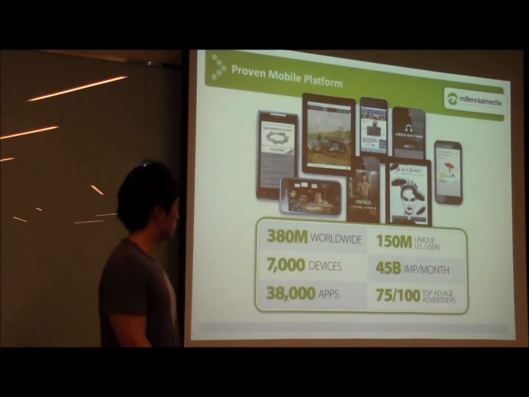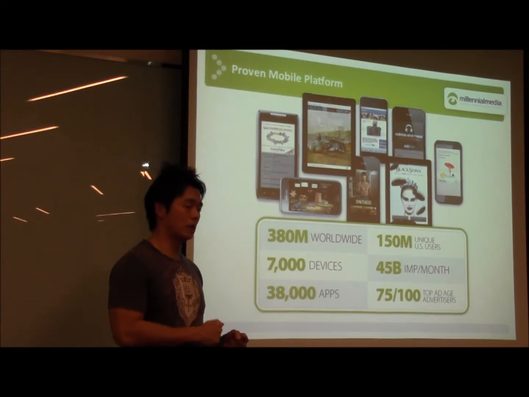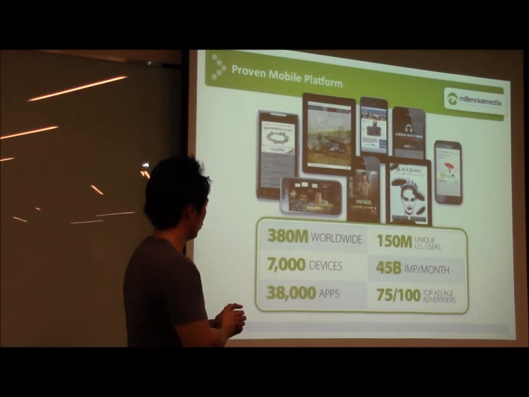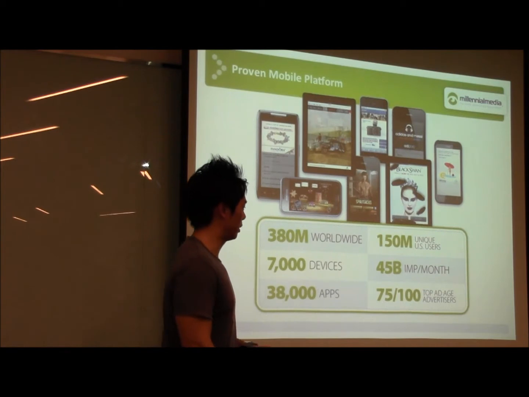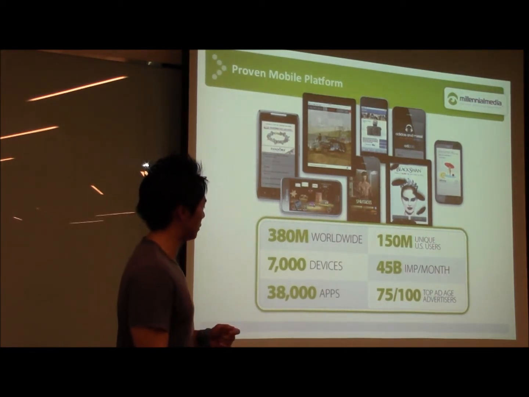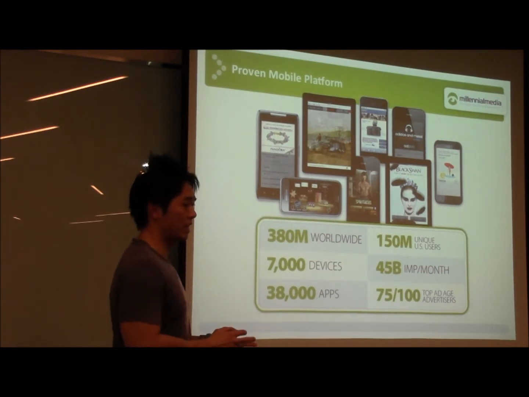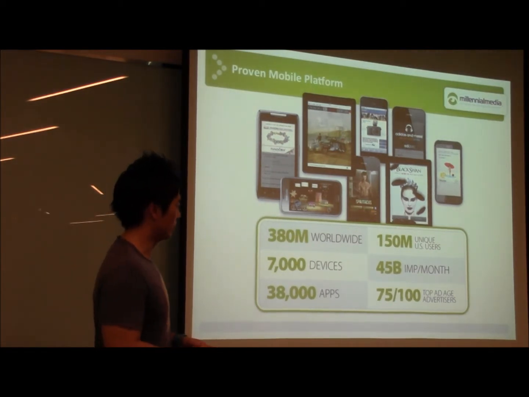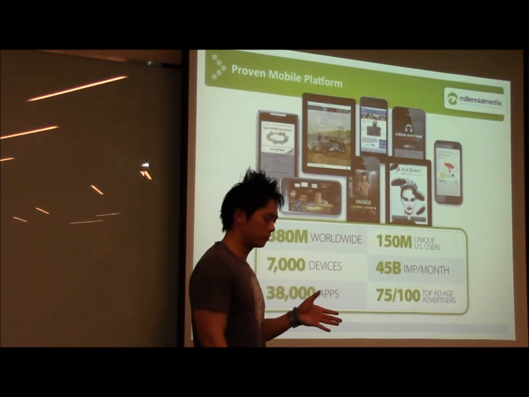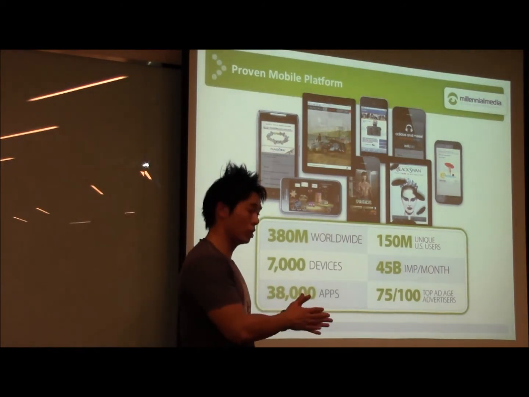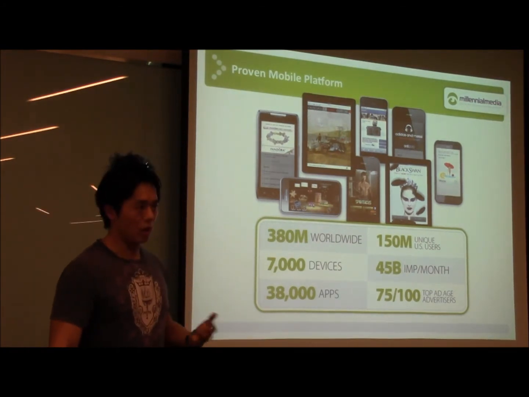And here are some stats about Millennial Media. I know we're not a big name here in APAC yet, but we're actually a publicly listed company in the US. We have 380 million unique users per month worldwide, and 150 million of those are in the US. We can target 7,000 devices. Impression-wise, we have about 45 billion impressions per month. Our SDKs are installed in 38,000 applications. I know this is not that relevant here, but it goes to show you: AdAge is an organization for brand advertisers in the US, and the top 7,500 AdAge advertisers are our repeating customers.